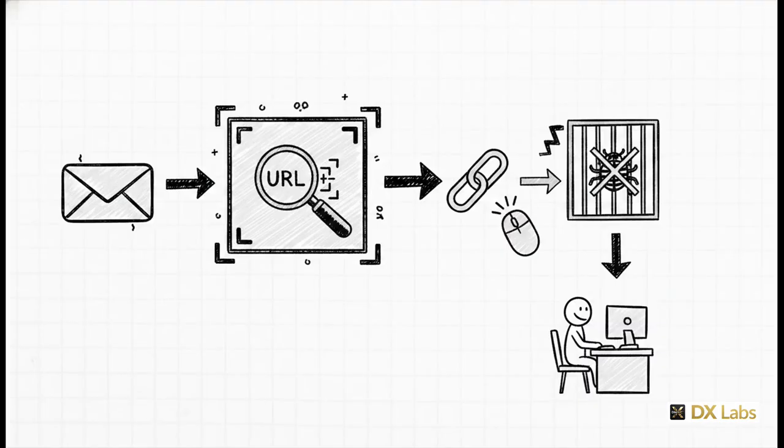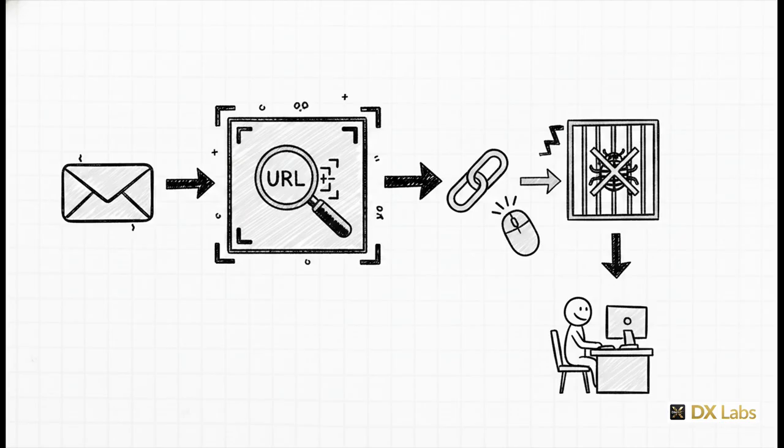Imagine a highly automated corporate mailroom. It doesn't just pass every single package straight to the CEO. It meticulously scans, X-rays, and sorts out the dangerous packages first. Here's the exact flow for anti-phishing. Incoming email arrives and enters the Defender scan.